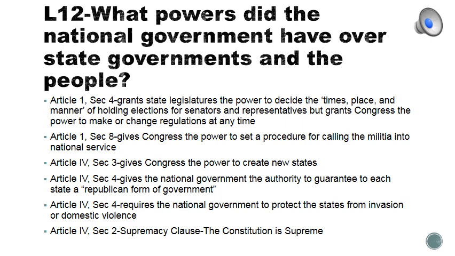Article 4, Section 4 gives the national government the authority to guarantee to each state a Republican form of government. Article 4, Section 4 also requires the national government to protect the states from invasion or domestic violence. So when it comes to invasion, it's going to be up to the national government. The states do have a right to state sovereignty and the right to protect their own borders. That has been debated in courts ever since the signing of the Constitution. But the national government does have the power to protect states from invasion.